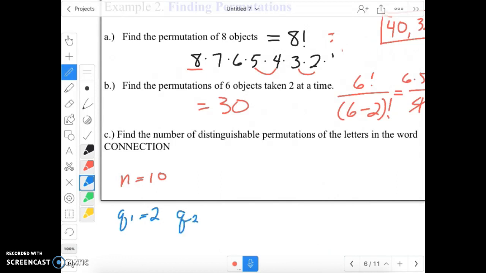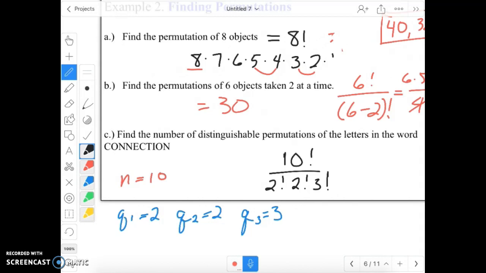I also have an O 2 times. And I have 3 N's. So in this one, all I'm going to have to do is 10 factorial divided by 2 factorial times 2 factorial times 3 factorial. And I know that one doesn't really follow the general flow of the rest of them, but this is a way that you can find the permutation of a word with repeating letters.